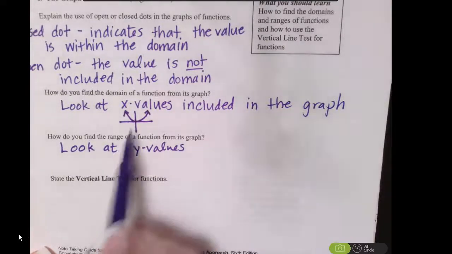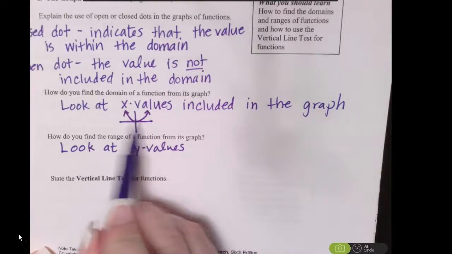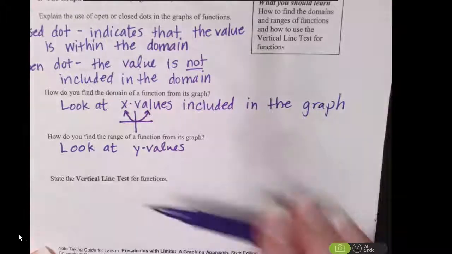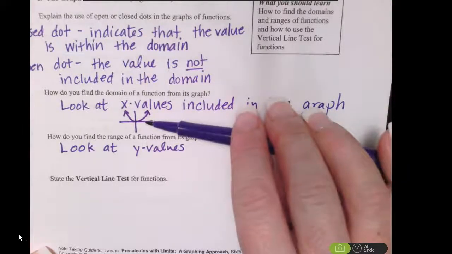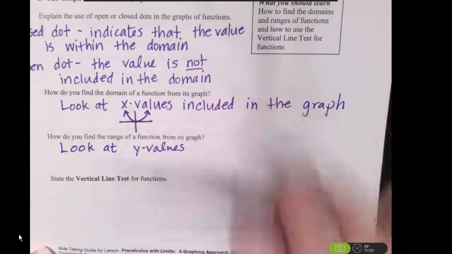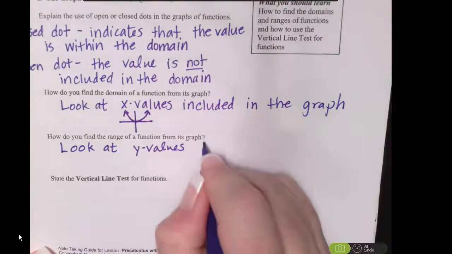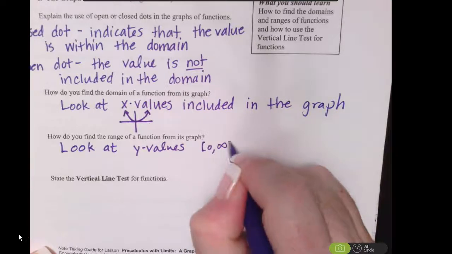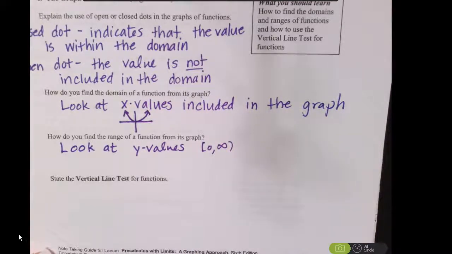For that same graph, if I were looking for the range, I have to notice at what y value that function is defined. There are no y values less than 0 here, so the range of that function would start at 0. And then since there are arrows, it would go on to infinity.